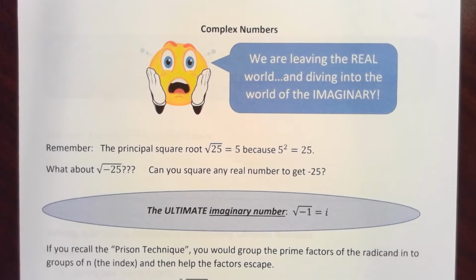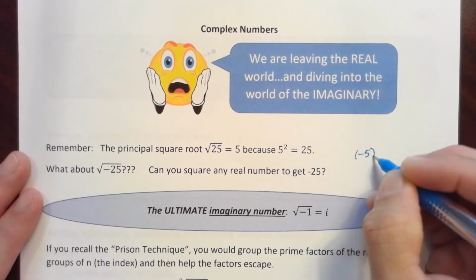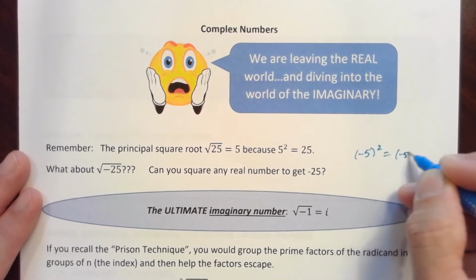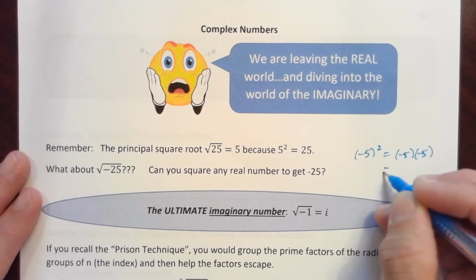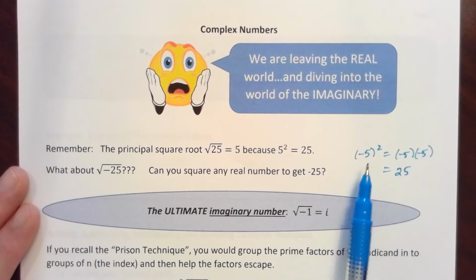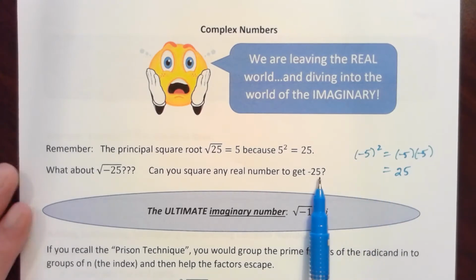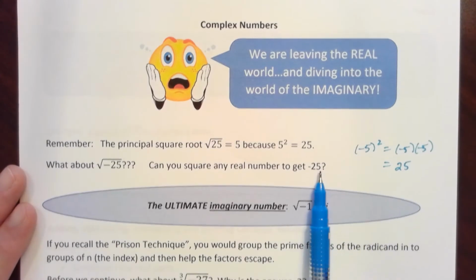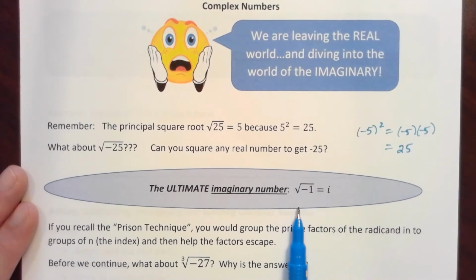Well, what about the square root of negative 25? Can you square any real number to get negative 25? What if we did try negative 5? Well, negative 5 squared is negative 5 times negative 5, which is a positive 25. So even if we squared a negative 5, we wouldn't get negative 25. Because of this, we have the ultimate imaginary number, the square root of negative 1, which happens to be i.